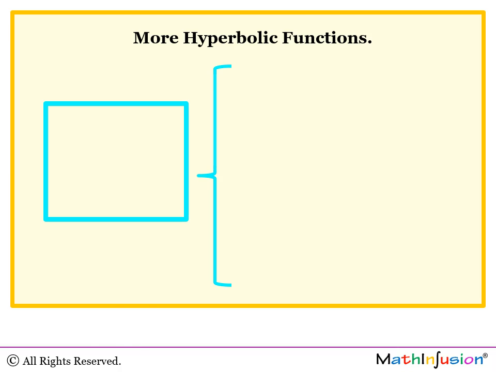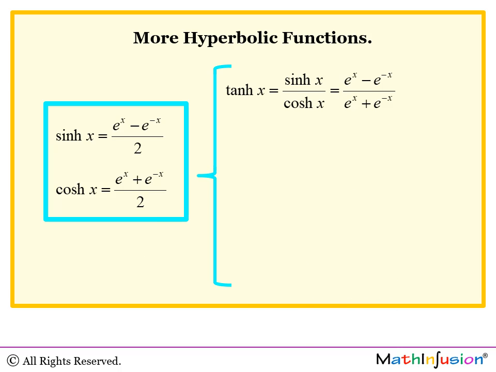Let's see now more hyperbolic functions. From those two, we can do exactly as we did with trigonometric functions. Tangent hyperbolic x is sine hyperbolic x over cosine hyperbolic x, and we get e to the x minus e to the negative x over e to the x plus e to the negative x. Exactly the same we can do and get the cotangent hyperbolic x, which is just the reciprocal of tangent hyperbolic x.